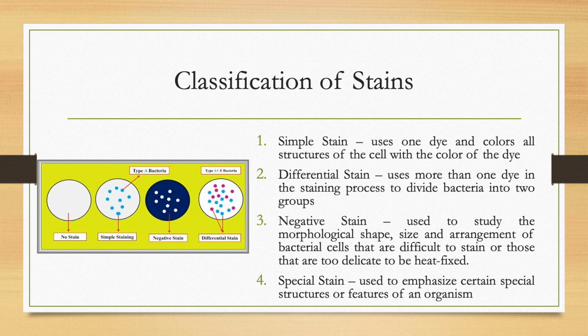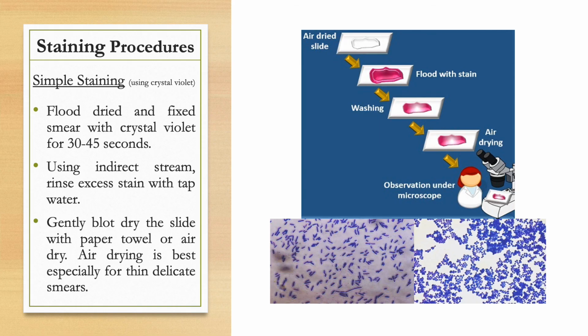For your differential stain, there are two main ones being used. That's your gram stain and then your acid-fast stain. Alright, let's look at some staining procedures. The first one we have is simple staining using only one dye, and here we're using crystal violet.